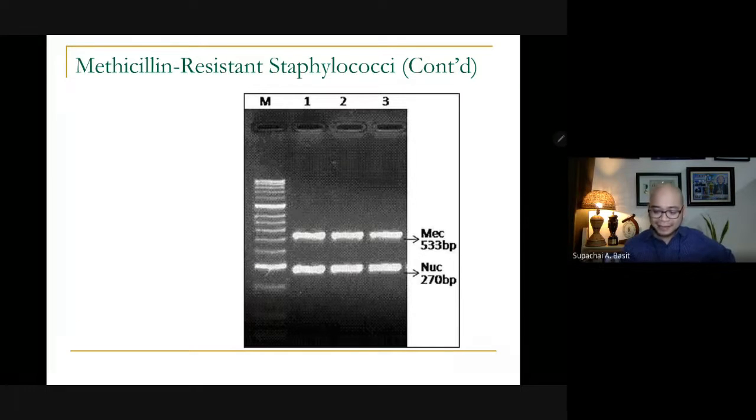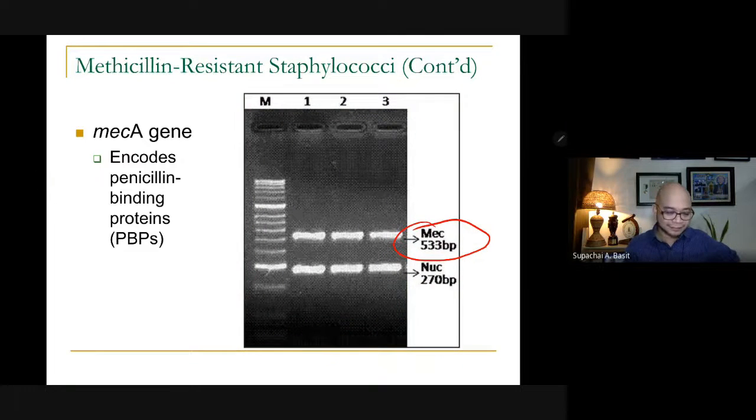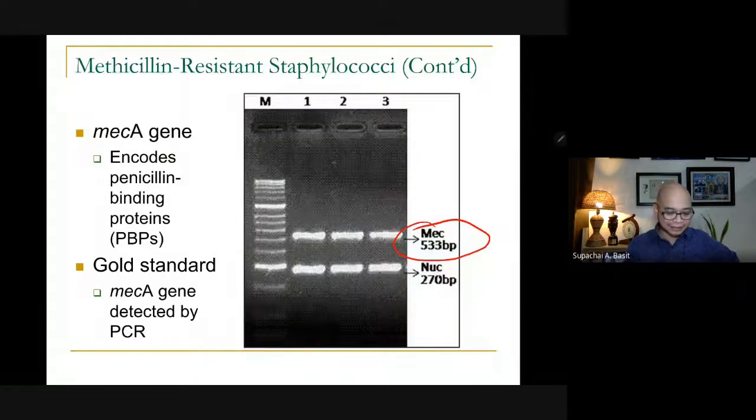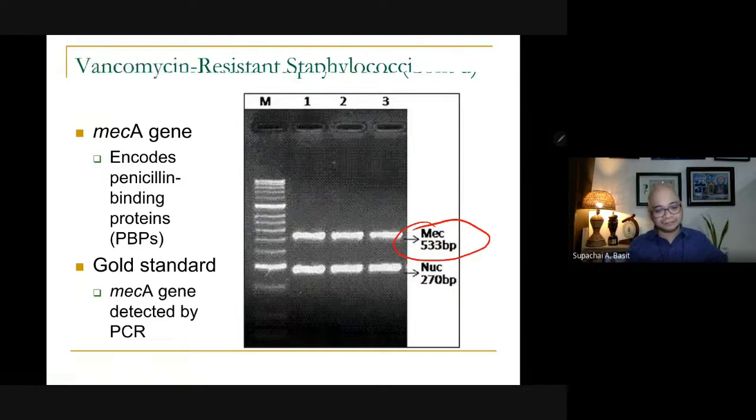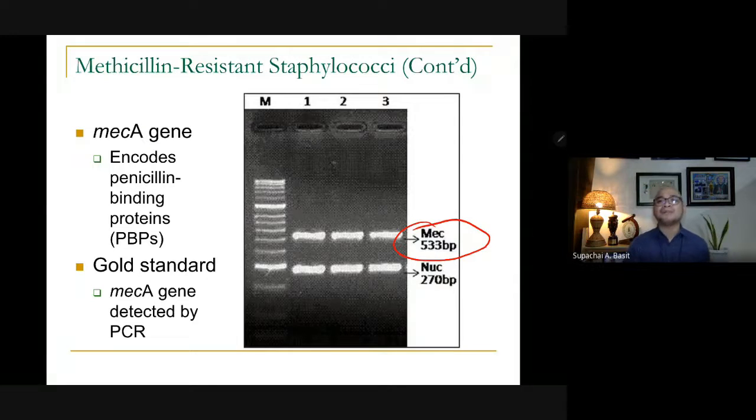So mecA has a characteristic that will give a positive result at 533 base pairs when you do gel electrophoresis after you have amplified its DNA through PCR. So you will see that it will yield at 533 base pairs. mecA encodes for the penicillin binding proteins. The gold standard is that the mecA gene is detected by PCR. But of course, not every hospital is capable of doing it. So that's why we phenotypically screen MRSA using cefoxitin.